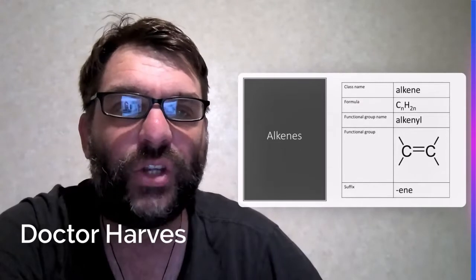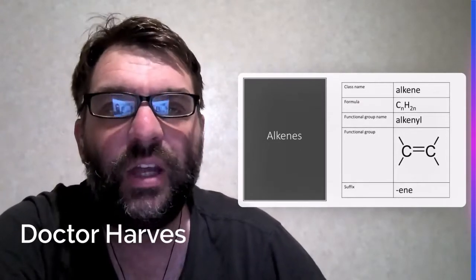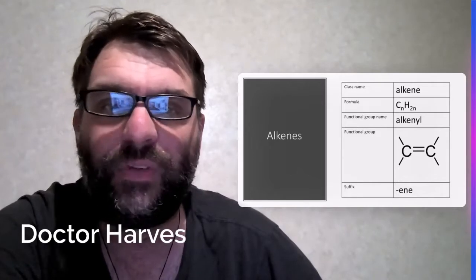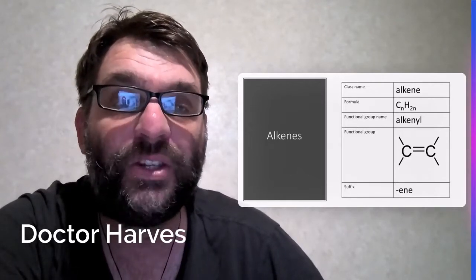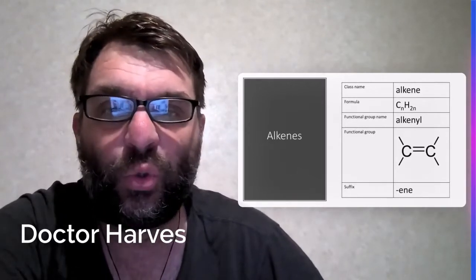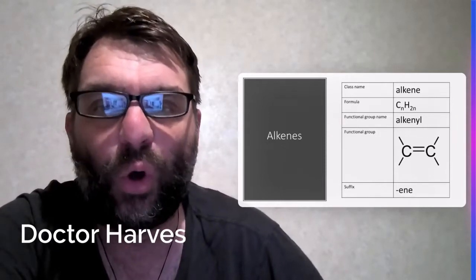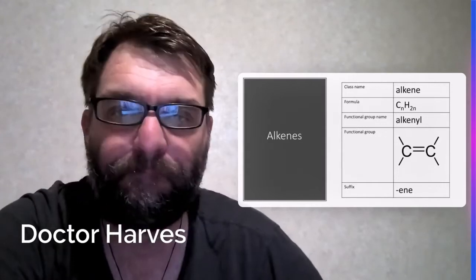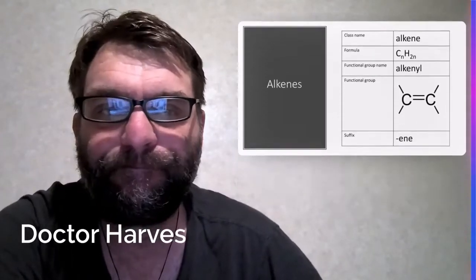So, alkenes. The class name is the alkenes. The general formula is CnH2n, where n is the number of carbons. The functional group name is the alkenyl, and the functional group is the carbon-carbon double bond, which we see there. And the suffix is -ene, hence they're called alkenes.